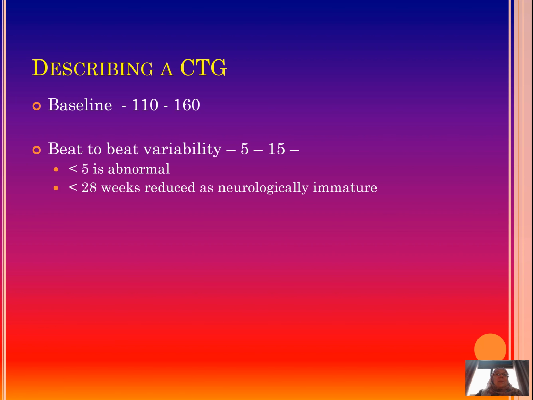However, beat to beat variability, and I'm going to show you some pictures of what it represents. Beat to beat variability is an expression of the parasympathetic and sympathetic nervous system, and this system is not mature before 28 weeks usually. Therefore, if you do a CTG for a baby below 28 weeks, the beat to beat variability might be reduced, but this might be normal for this baby due to their maturity.